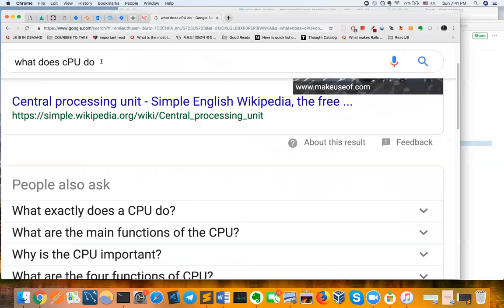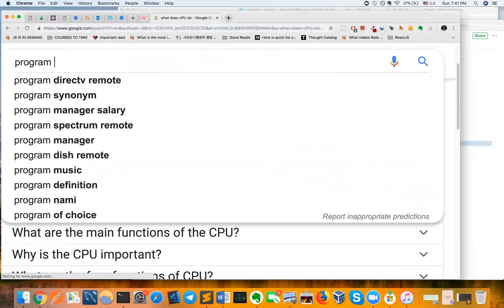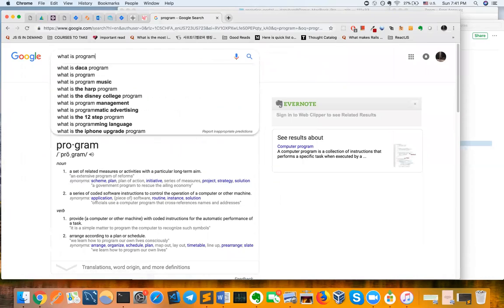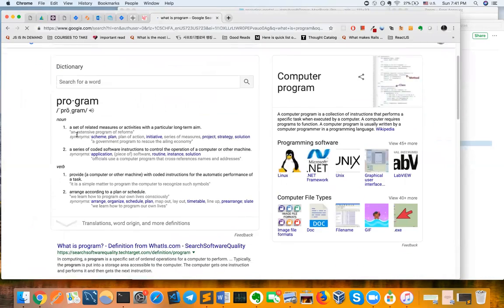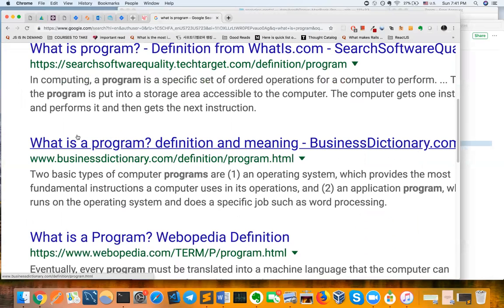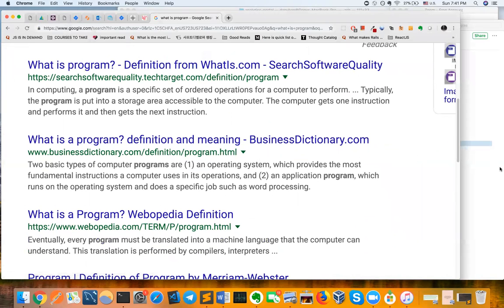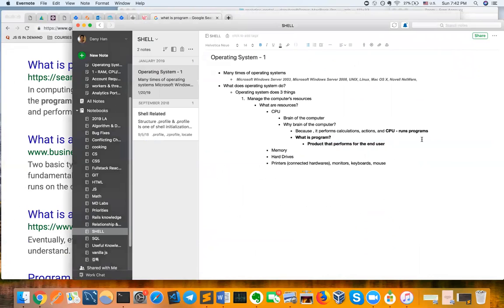Because if you Google it, you're gonna get all these professional program definitions that only computer scientists or people who know computers really well would understand. It's a specific set of ordered operations for a computer to perform. Okay, well, not a lot of people are gonna understand that, right? But basically, Skype is a program. Evernote is a program. Browser is a program. Microsoft Word is a program. Everything that I install on my computer is a program, right?